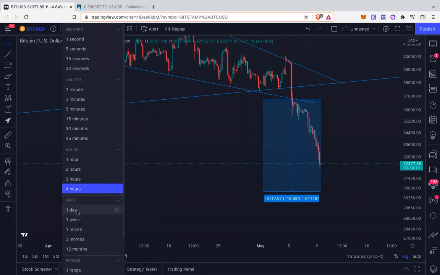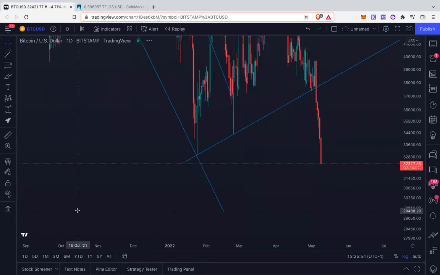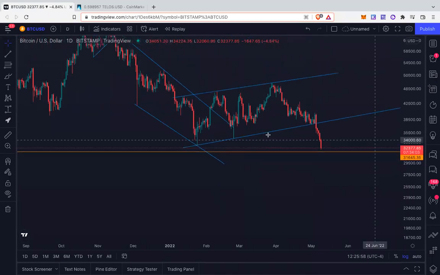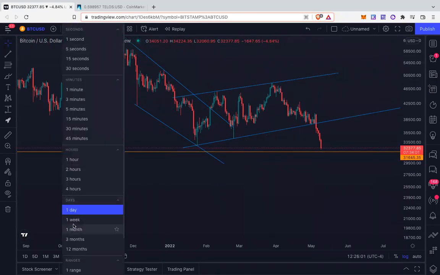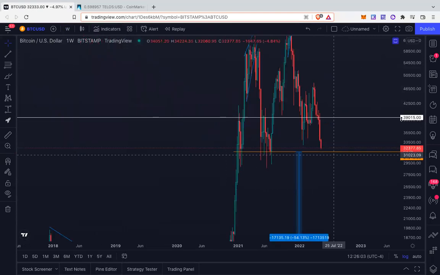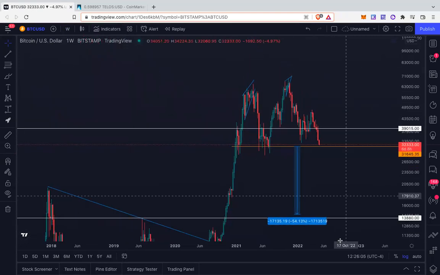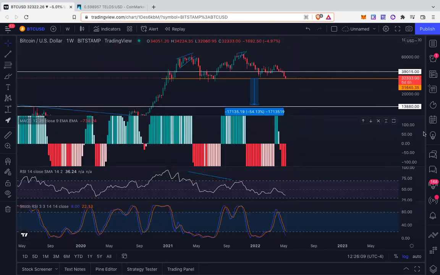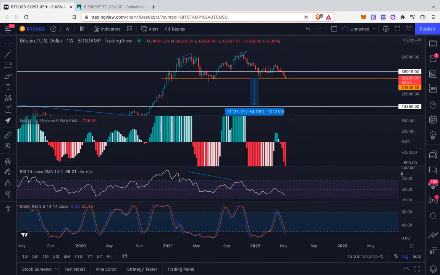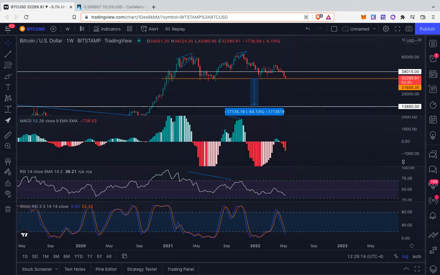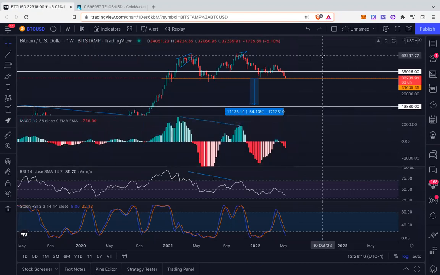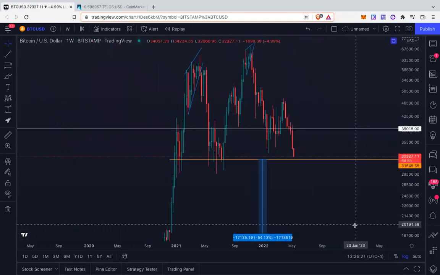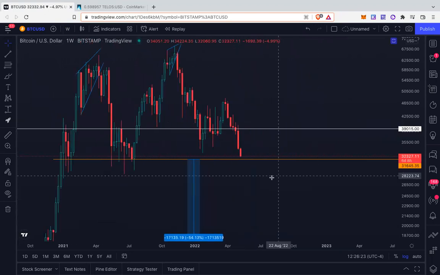Something I've been constantly mentioning since November, since we formed that weekly bearish divergence on your MACD and RSI. And I really don't see anything. Well, I was going to title this video, where would you likely see a bounce?